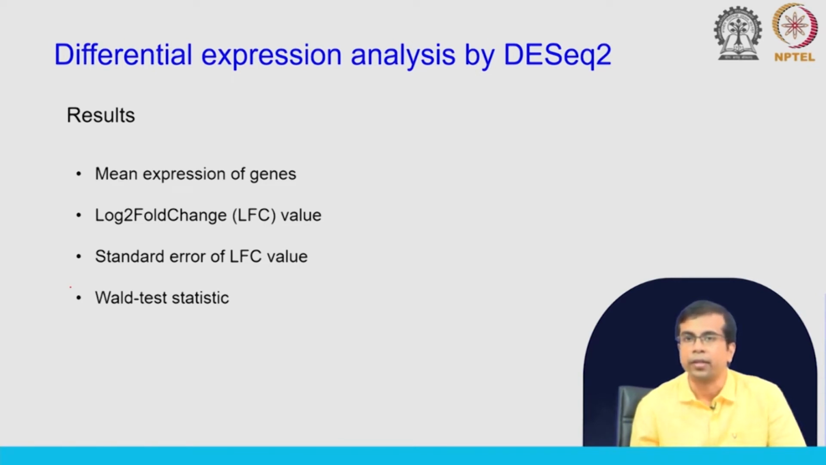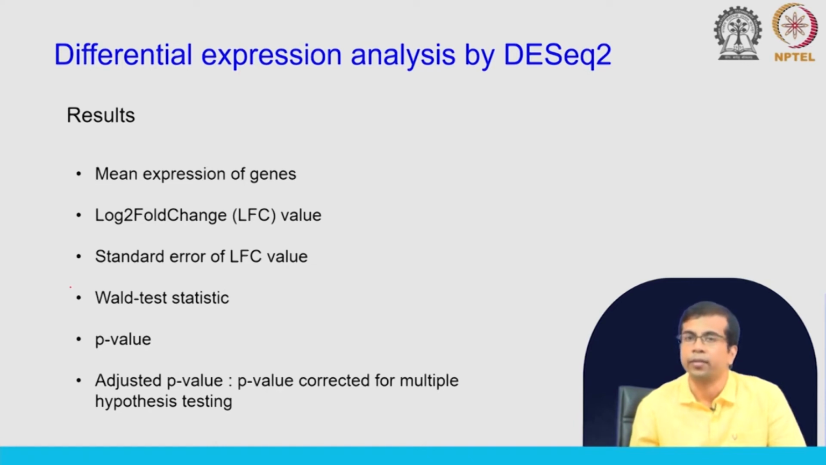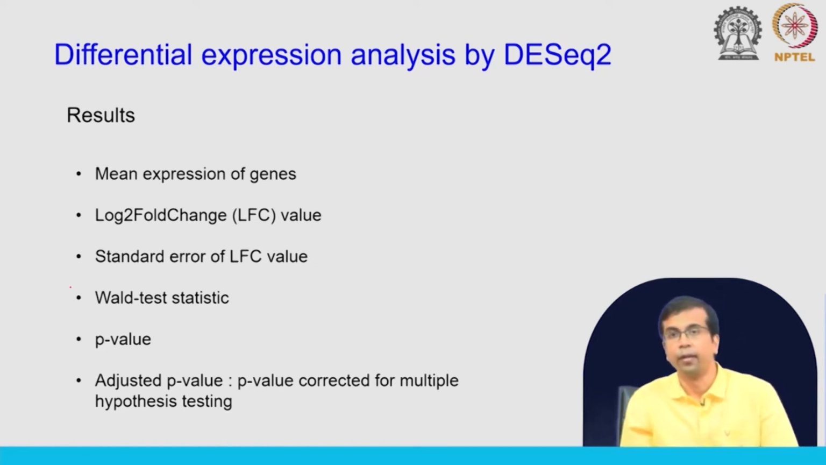It will give us the results of the statistical analysis. Because DESeq2 performs the Wald test, you will get the Wald test statistic, the p value, and also something called the adjusted p value. This is a p value corrected for multiple hypothesis testing. You will get all these values for every gene. If you have 7,000 genes, you will get these values for 7,000 genes. From that you can then identify which genes are showing significant difference in expression. Also you get the log2 fold change.